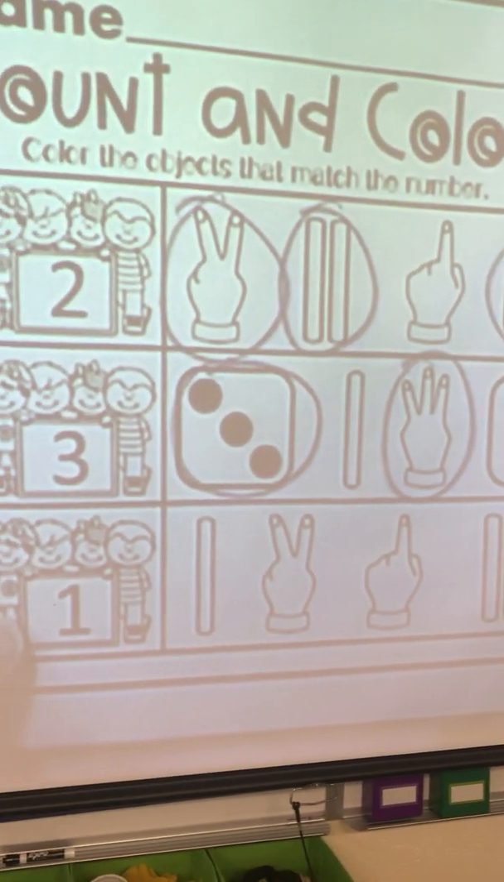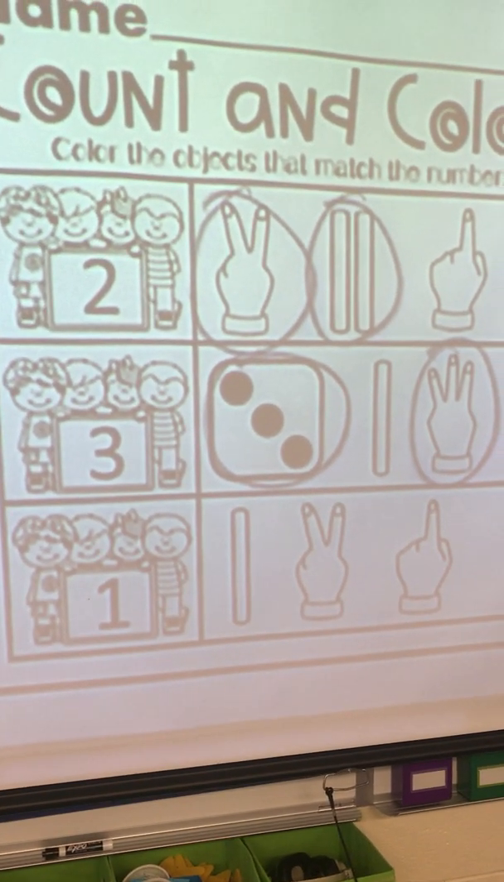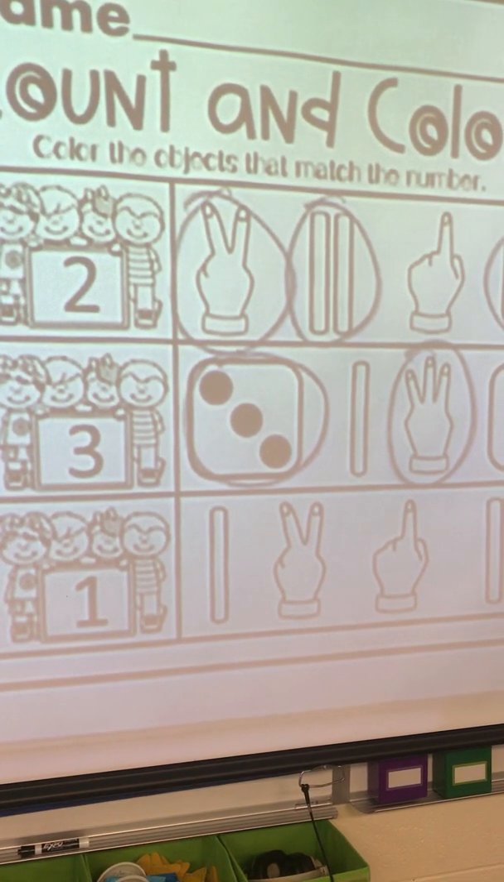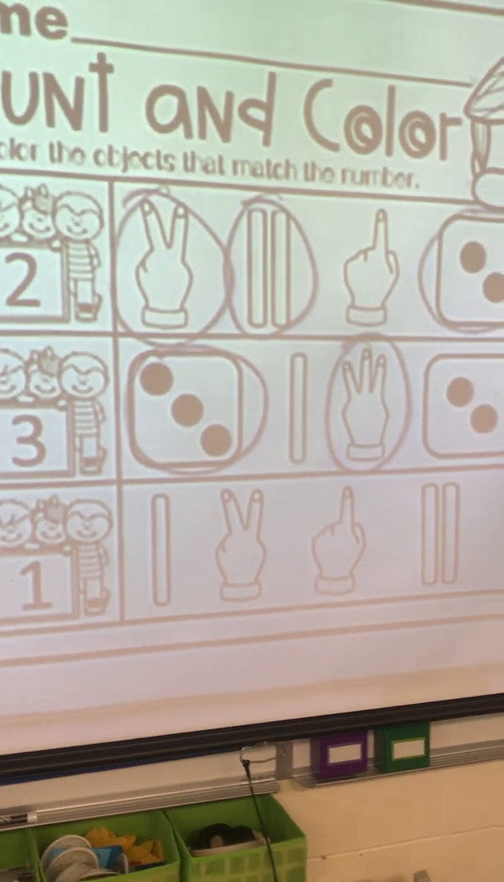All right, now find the things that are 1. And I'm going to let you do that by yourself. Go ahead and finish it. Circle all the things that show 1.